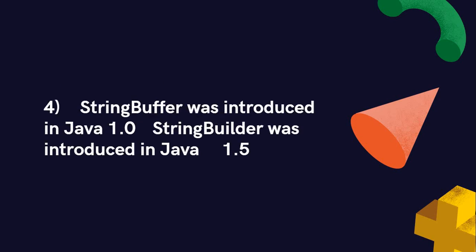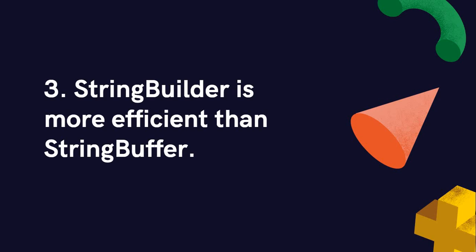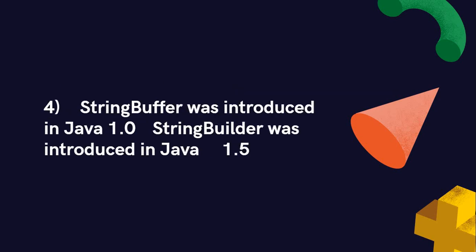String buffer was introduced in Java 1.0, and string builder was introduced in Java 1.5. So you can understand that string builder was introduced in 1.5, so it is a little more advanced than string buffer. Now I think you understand why string builder is more efficient, because it is just an advanced version of string buffer. Now you understand the idea about string buffer, string builder, and string.